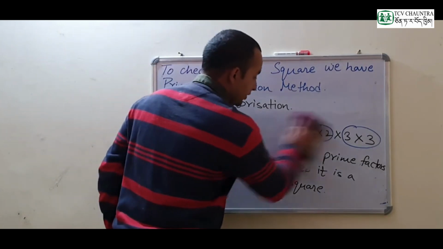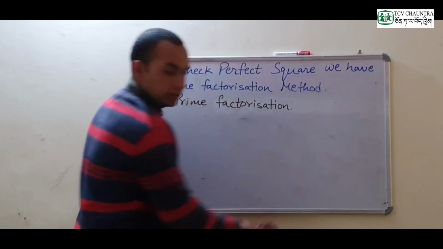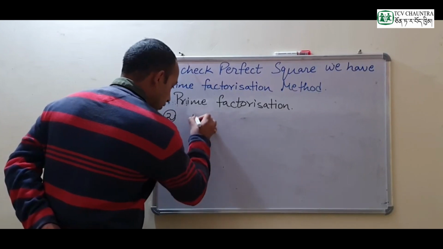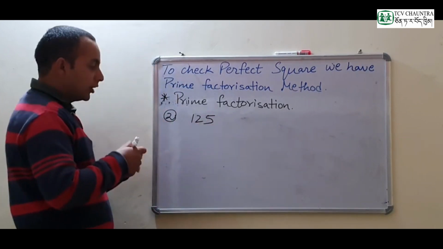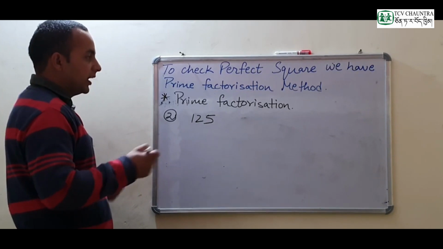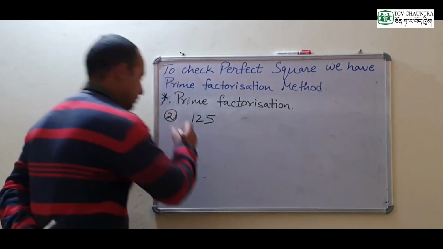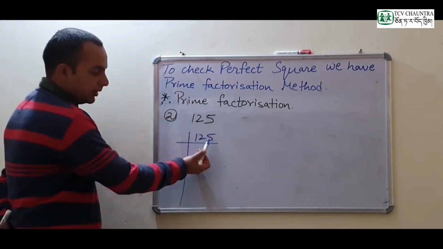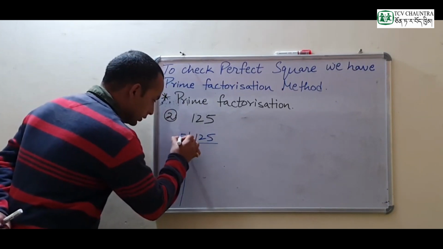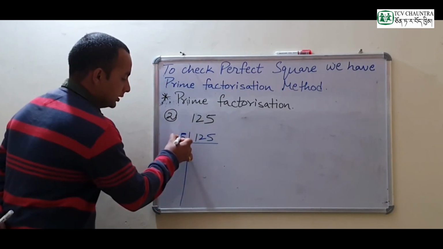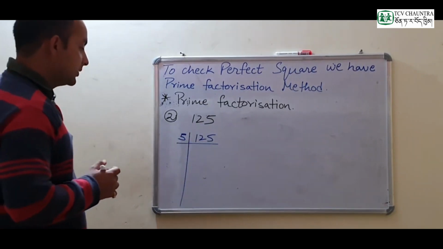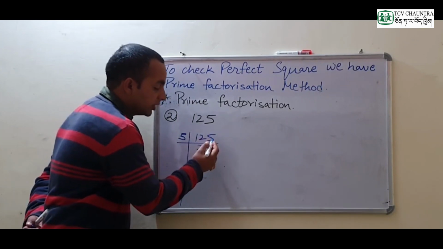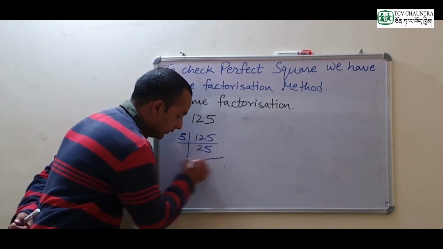Suppose I take the example 125. Now we are going to check whether number 125 is a perfect square or not. So again by prime factorization method, 125, unit place is 5, right? So you have to divide by 5. 5 2s are 10, 2 left, and 25.